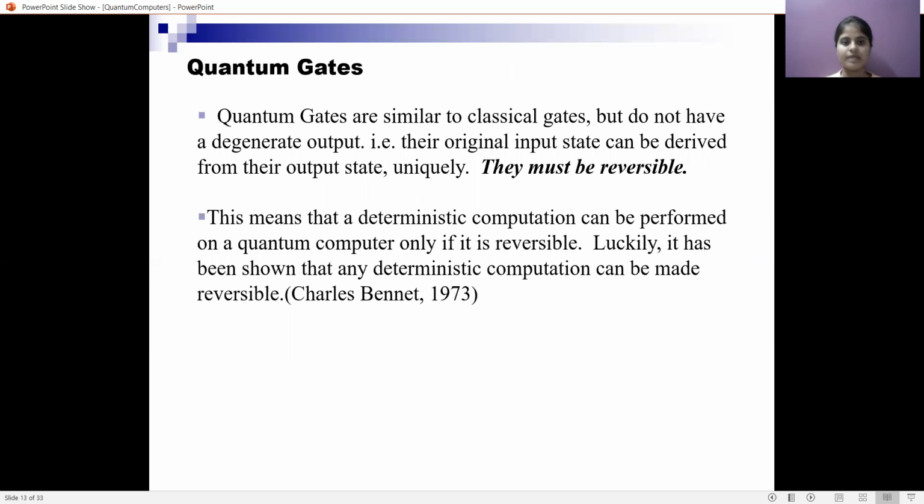Let's see what are quantum gates. Quantum gates are similar to classical gates, but do not have a degenerate output, that is, their original input state can be derived from their output state uniquely. They must be reversible. This means that deterministic computation can be performed on a quantum computer only if it is reversible. Luckily, it has been shown that any deterministic computation can be made reversible, by Charles Bennett in 1973.